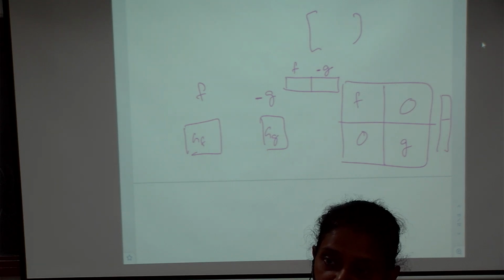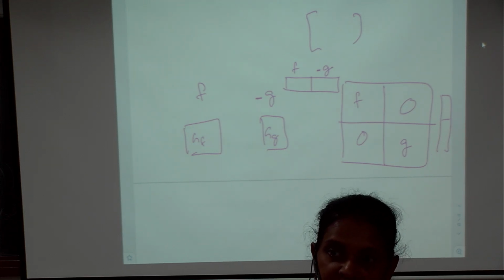No, not all of them will be linearly independent, but we will not have more than k linearly independent vectors, right? Because they are all lying inside R power k. That's all.